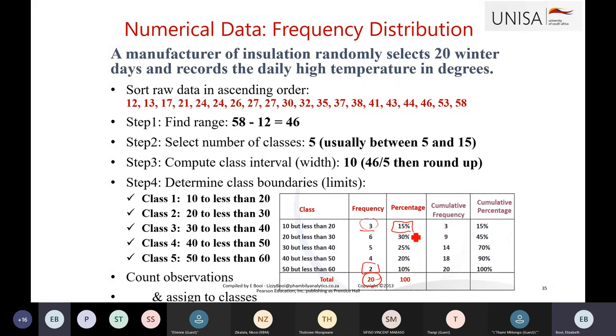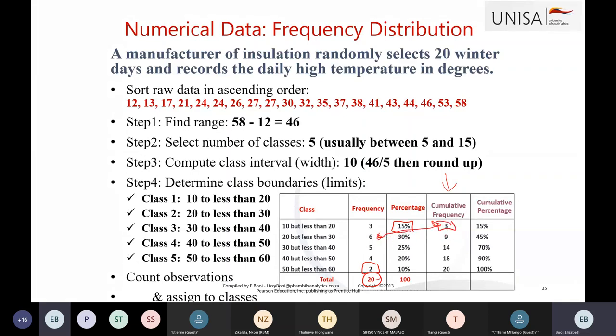Calculating the cumulative frequency, which in your assignment they gave you, you need to be able to use your cumulative frequency to go back and calculate what the actual frequency is. From the beginning, the cumulative frequency will be equal to that, because it's 10 but less than 20, which means any days less than 20, there were only 3 of those. Coming to the second one, we normally don't use the 3 from the frequency because it's going to confuse you. We take the 3 from the cumulative frequency.